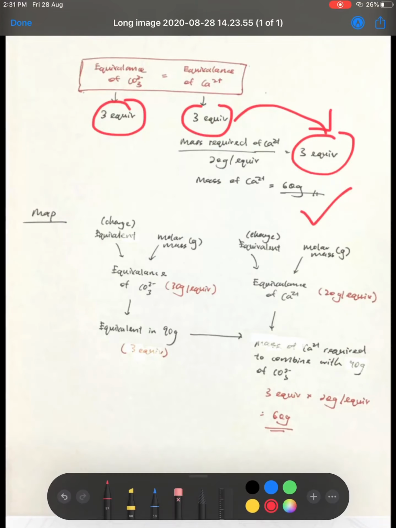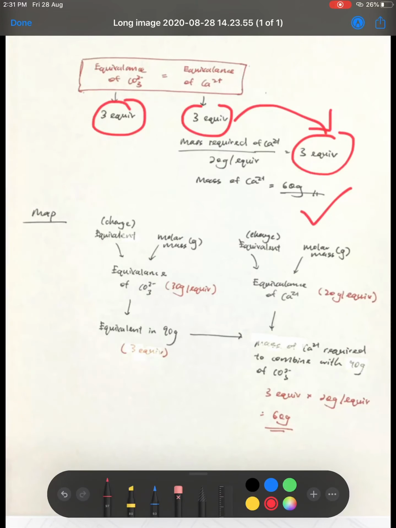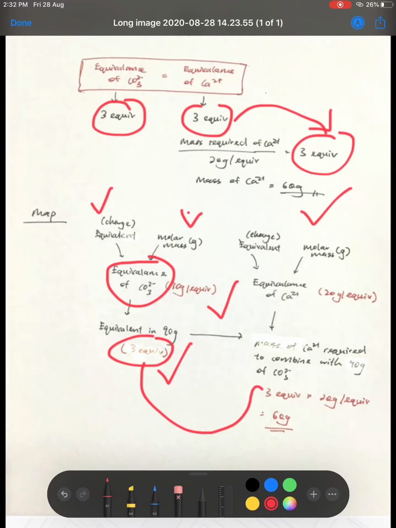Now here is the roadmap of solving this example. First of all, we calculate the equivalent of carbonate ion, and this is the answer we get, and we need this and this to calculate the equivalent. After that, we can calculate the equivalent of carbonate in 90 gram, which is 3. So we use this answer and this answer, hence we can calculate for this answer.